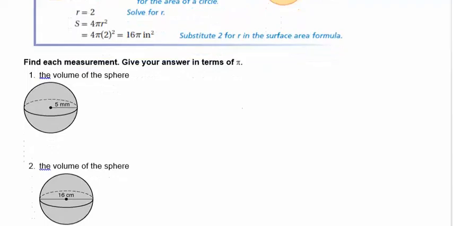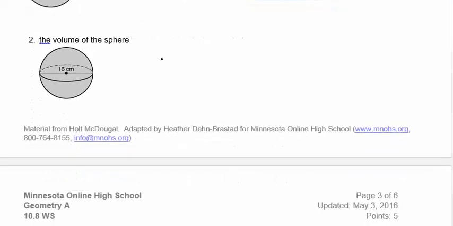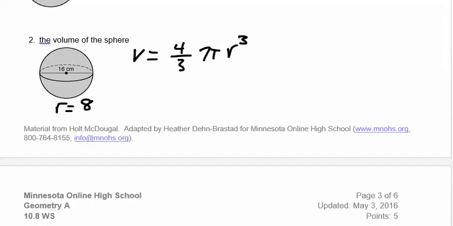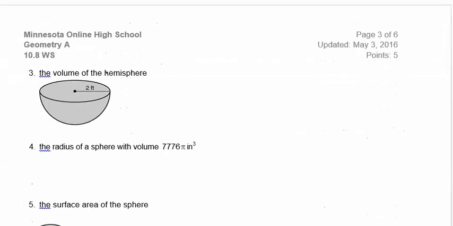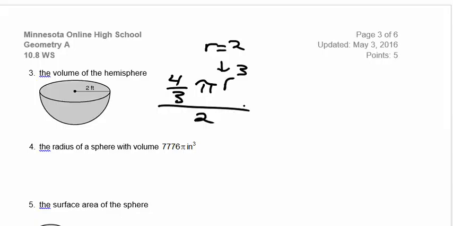All right, so number 1 is pretty straightforward. Number 2, make sure that you are using the radius, not the diameter. The radius of this would be 8. Number 3 is a hemisphere. That's a half of a sphere. So if you want to use the formula 4/3 pi r cubed, where r is 2 in this case, then you would have to divide that by 2 when you were done.